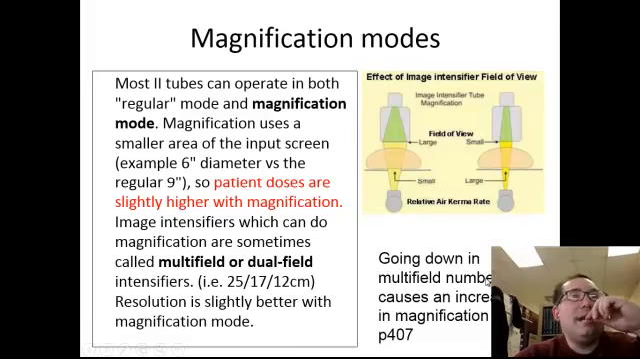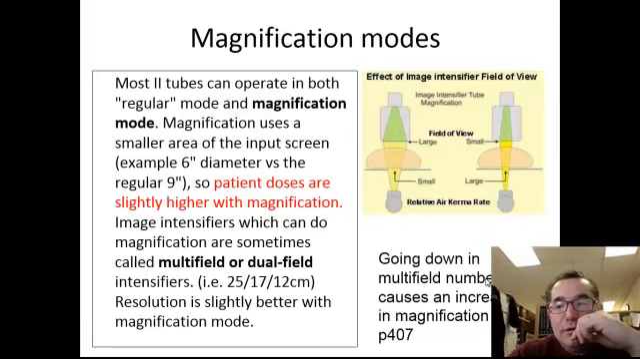And just like any other magnification function, as we learned last year, when you magnify an image, you're going to lose some of the detail, right? Except we said we're going to call it spatial resolution. Also, there is an effect on the dose to the patient, right? Patient doses are slightly higher when you magnify the image.